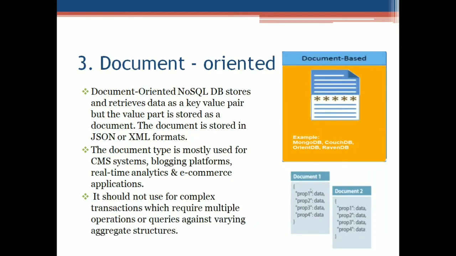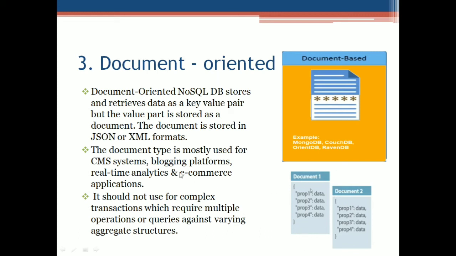Next is the document based. As the name indicates, the data is stored in the form of document. As you can see in the figure, here is document 1 and document 2. Document 1 contains specific data, whereas document 2 contains specific data. The document can be in JSON or XML format. The NoSQL database stores and retrieves data as a key value pair, but the value part is stored as a document. Here also it is a key value pair based structure, but the value part is stored as the document. So this whole specific value is one document.